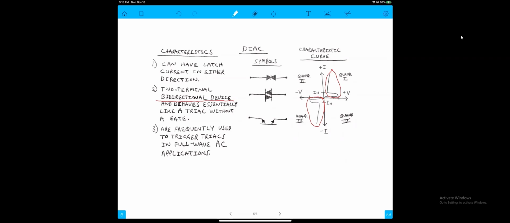In this case, it has no gate. And you're thinking, what kind of application could we use that would conduct in both directions? Does anybody know any kind of signal that would conduct in two different directions?